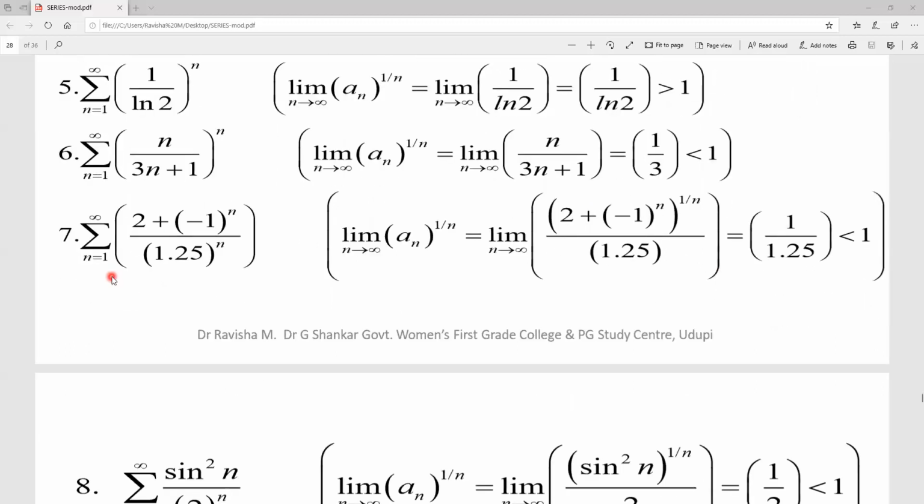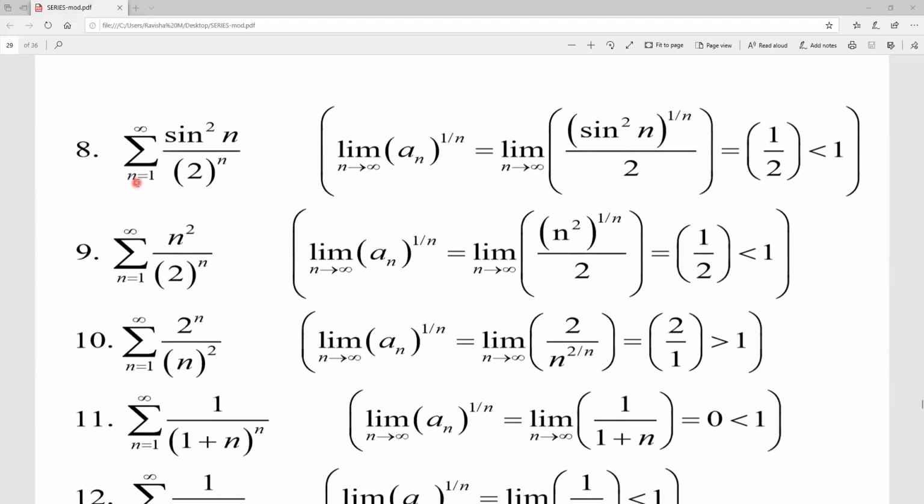So let us take the series sum of n is equal to 1 to infinity, 2 plus minus 1 to the power of n, by 1.25 whole power n. Anyway, the power is n, so let us apply the root test here. The 1.25 whole power n and 1 by n get cancelled. The constant is 1.25, and the numerator goes to 1 when n increases to infinity. So this is 1 by 1.25, again less than 1. Therefore, the series is convergent by the root test.